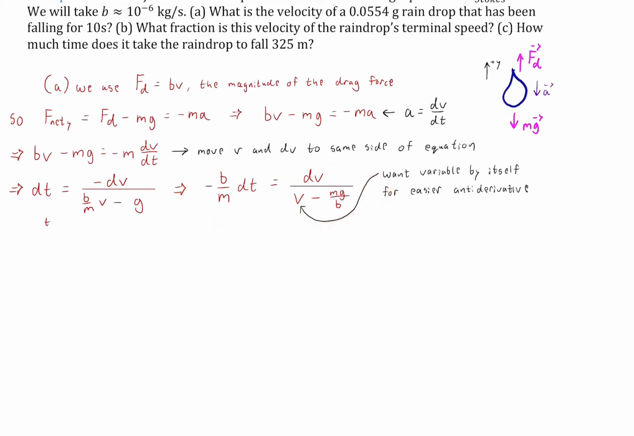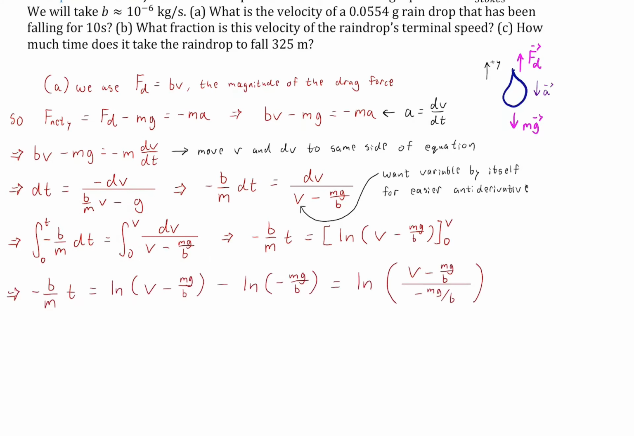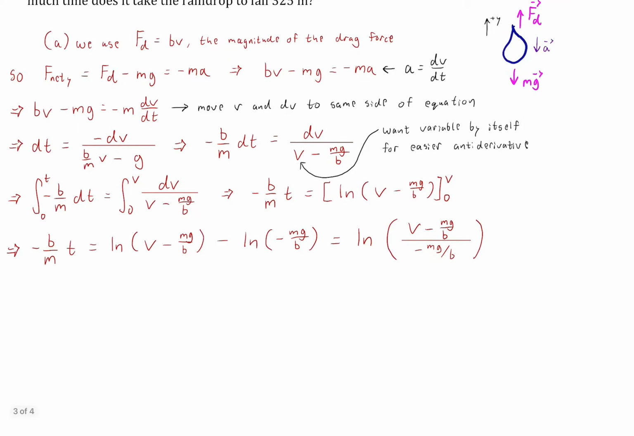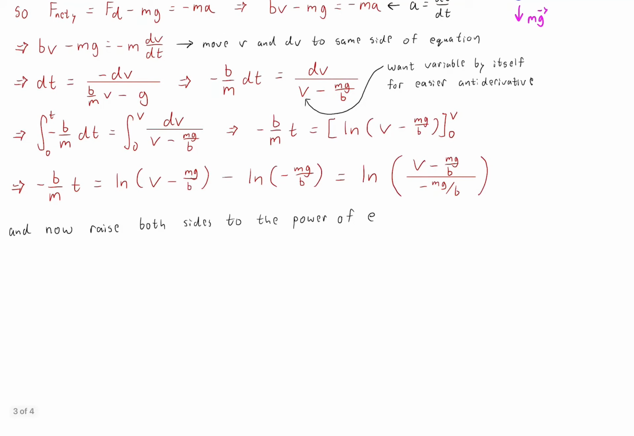Okay, so here we are. You can see same steps. We want the variable by itself for an easy antiderivative. That's why I've multiplied by the m over b. Okay, and here we actually set it up. Again, I'm using definite integrals. I've always thought that's been the best way to do it. Okay, and then finally, almost there, doing the last steps. All right, and now we'll raise both sides to the power of e, because that will get rid of the natural log. And look, we're almost there. There we have it, right?